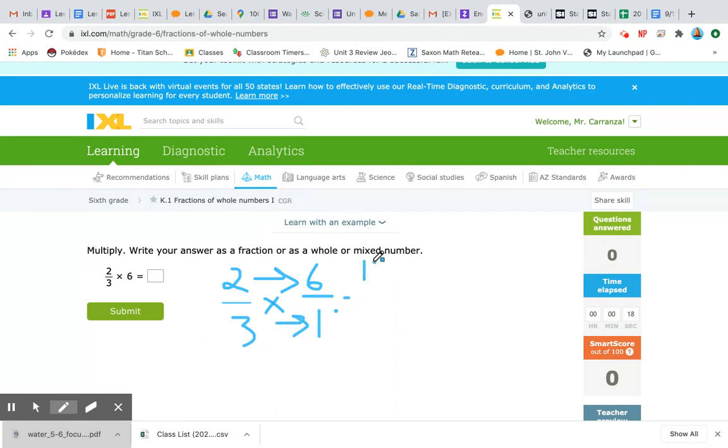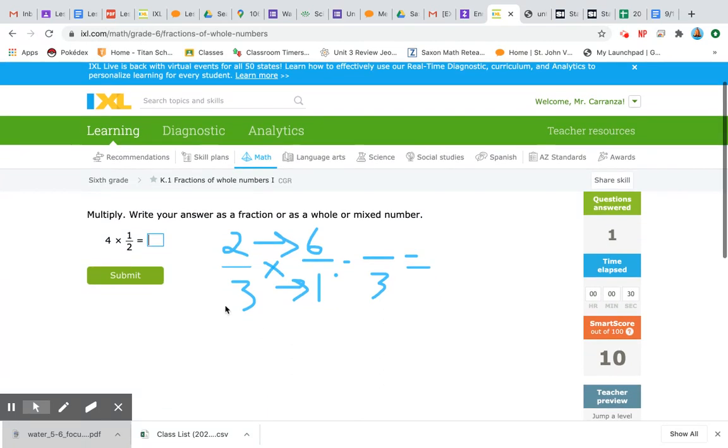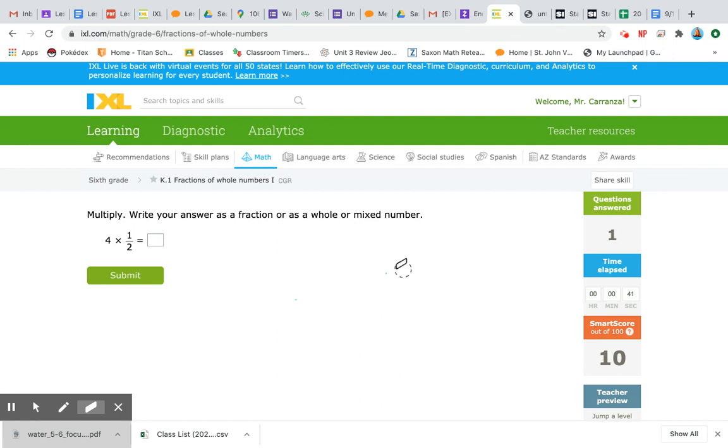and then you have 12 over 3, and then you simplify, if you can. 12 divided by 3 is 4. So our answer here is 4. So just keep in mind that you're going to want to make the whole numbers into fractions over 1, multiply straight across, and then simplify.